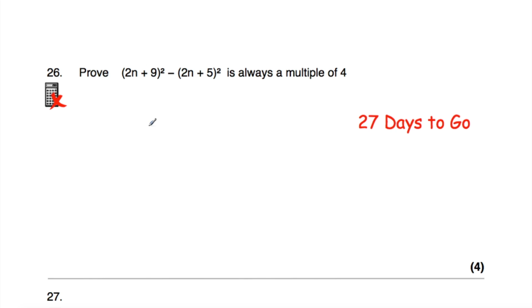Question number 26. Question number 26 is on algebraic proof, and we covered that with 27 days to go. So you want to prove this is a multiple of 4, so I would just expand it, simplify it, and then hopefully factorise and take 4 out as a factor.